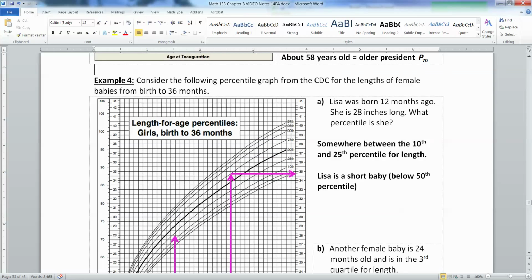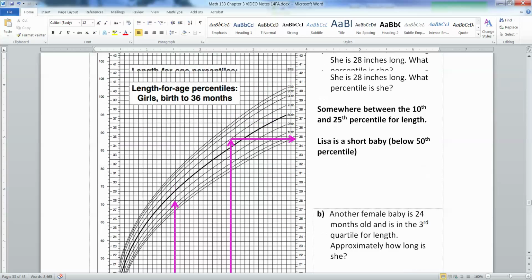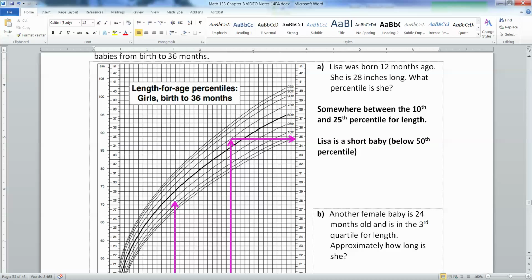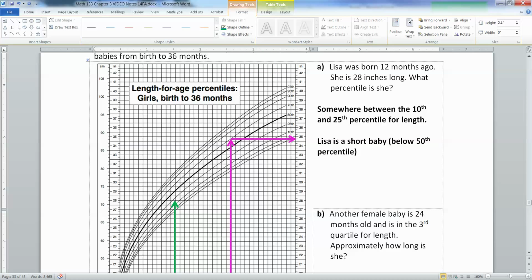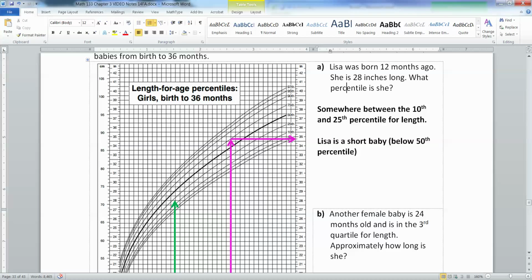So this is a percentile graph from the CDC for the lengths of female babies from birth to 36 months. And if you've ever been in a doctor's office, you have seen graphs like this, right? They show up because, especially with young children, they want to make sure that the baby is growing an appropriate amount of length for its age, and they don't want the baby to be too underweight or too overweight or too short or too tall, etc.